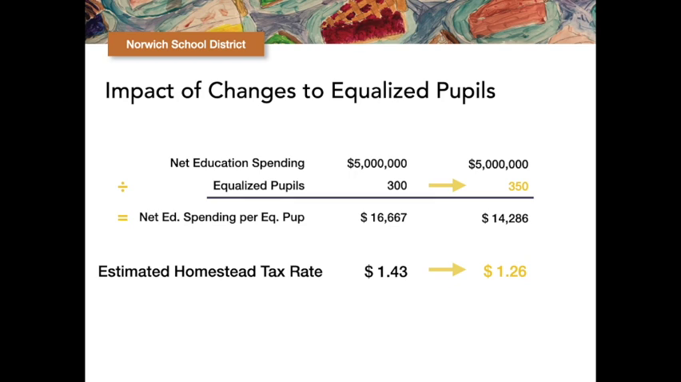This is the policy aspect of this change. Changing the equalized pupil count changes a town's taxing capacity. For those towns that have been historically underweighted, they will now have excess taxing capacity that they can leverage to increase spending in their district without necessarily increasing the tax rate.